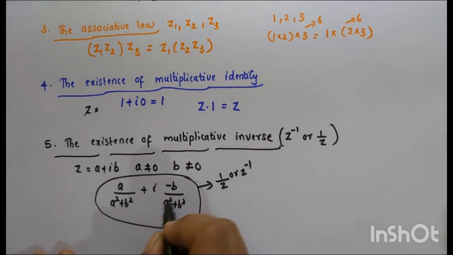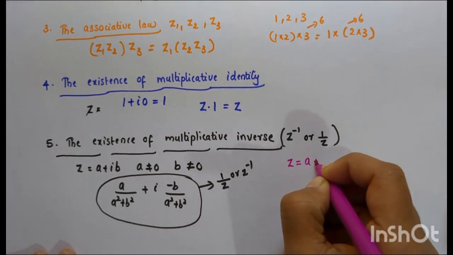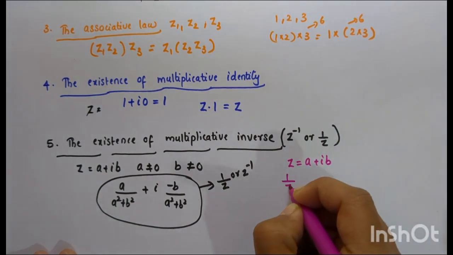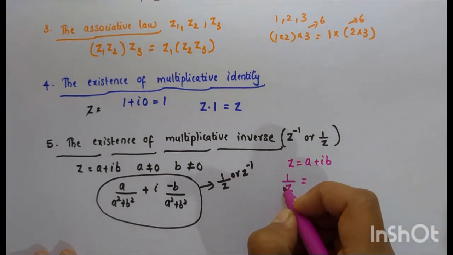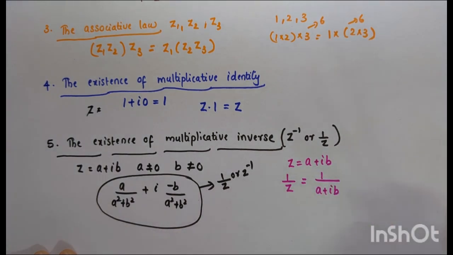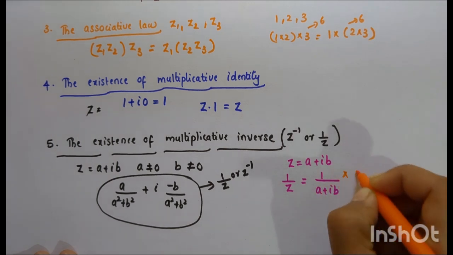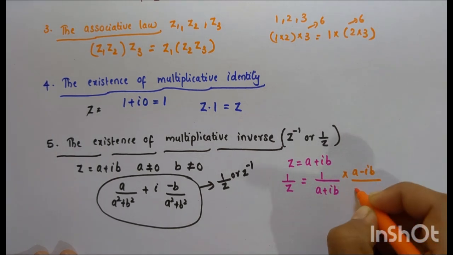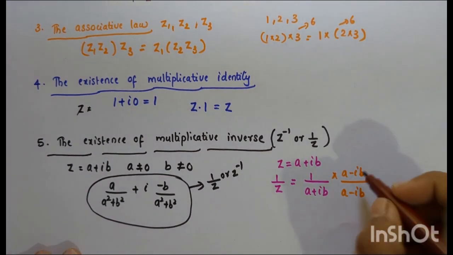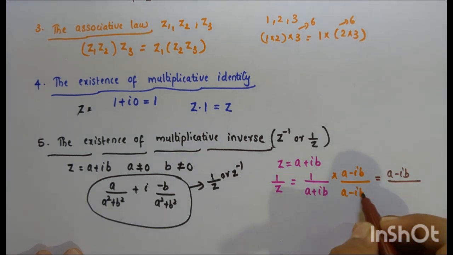And how are we getting this value actually? z is equal to a plus ib. Multiplicative inverse is denoted as 1 by z, no? So 1 by z is the multiplicative inverse. So 1 by z will be equal to what? 1 by a plus ib. Now what I am doing is I am just multiplying both the numerator and denominator with a minus ib. So a minus ib in the numerator, a minus ib in the denominator. Okay, so this actually becomes a minus ib in the numerator.